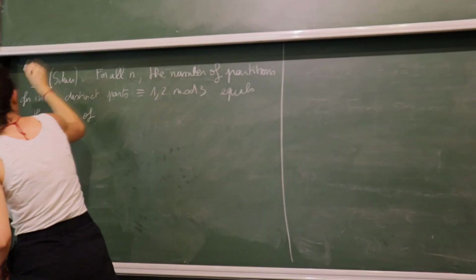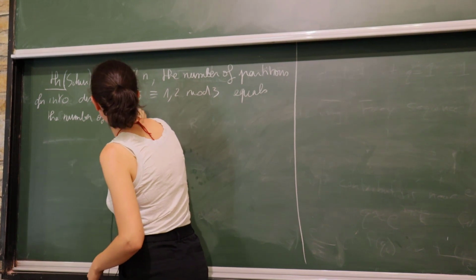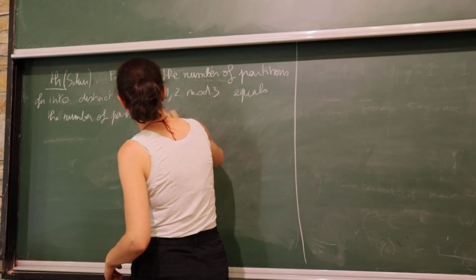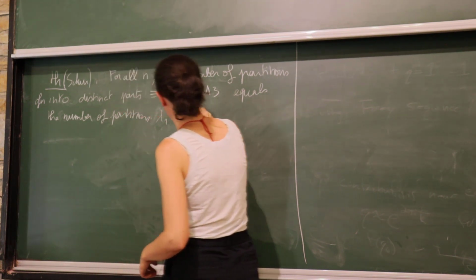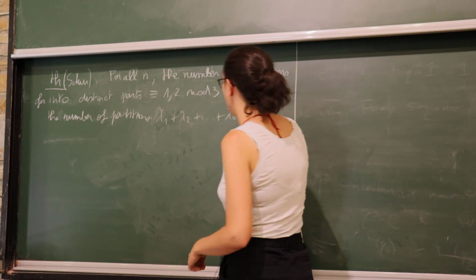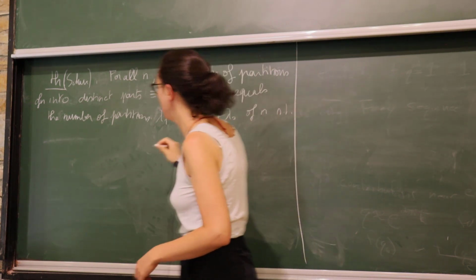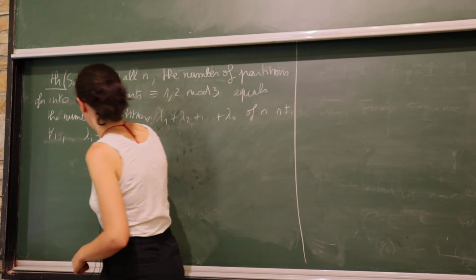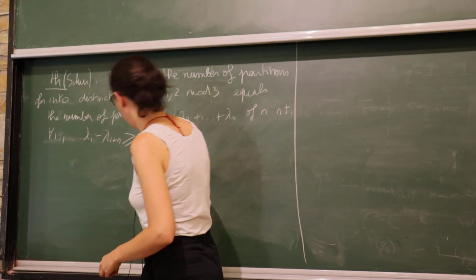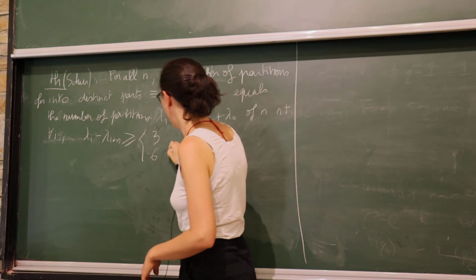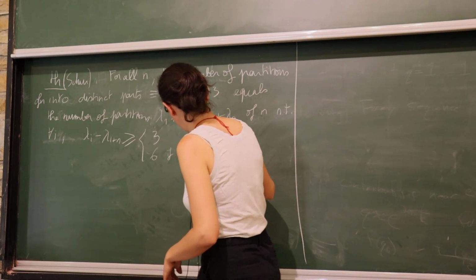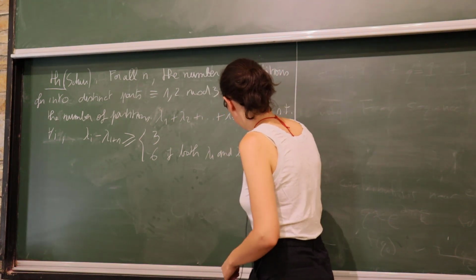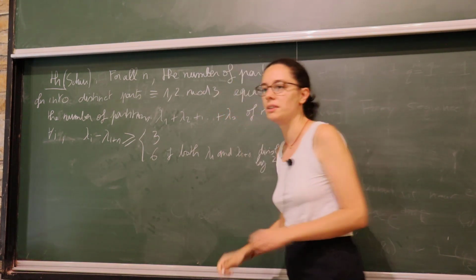I always forget of n, I don't know why, of partitions of n. So lambda 1 plus lambda 2, etc., of n, such that for all i, we have lambda i minus lambda i plus 1 is at least 3 in general, and even at least 6 if both lambda i and lambda i plus 1 are divisible by 3. Okay, so that was the statement.